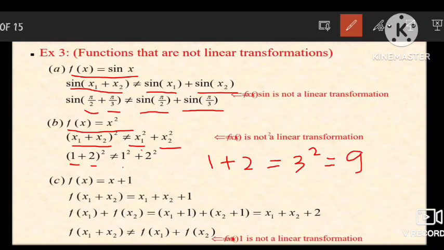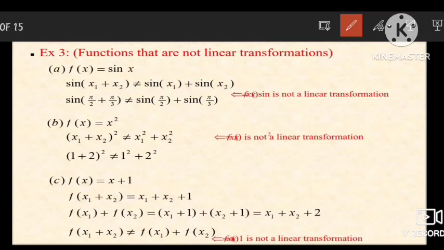Now on the right hand side, 1² = 1 and 2² = 4. So if we add 1 + 4, it will be equal to 5. So both of these are not equal. So in this case we can say that f(x) = x² is not a linear transformation.